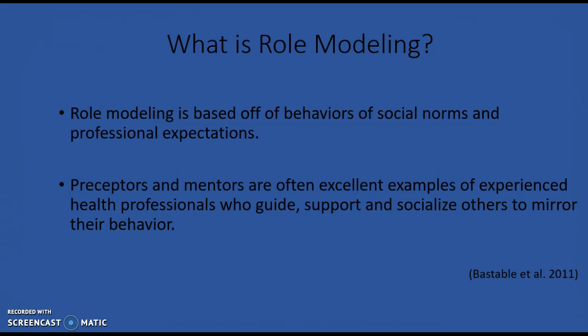Obviously, the more ideal role models that you have, the bar is kind of instilled that this is what we're expecting. If you're below the bar, you might not be considered a role model of the profession or staff or what have you. Like I said, these are usually preceptors or mentors. They're excellent examples, and that's what we try to have everyone achieve.